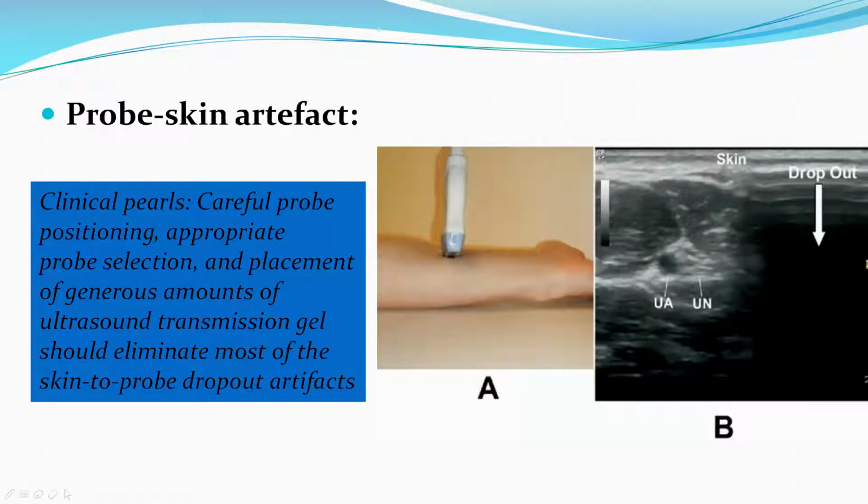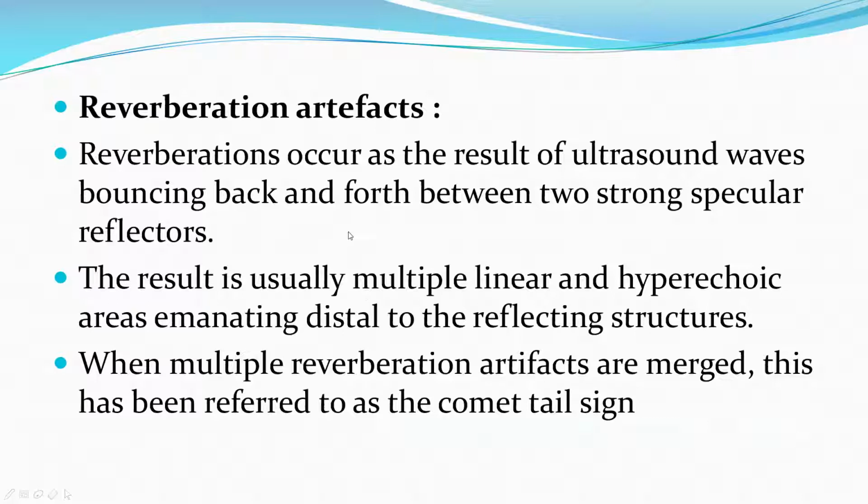Then again, probe skin artifact. This occurs due to poor contact of the probe with the skin. So we should apply adequate gel to remove this artifact. Then reverberation artifact. It occurs when there is back and forth movement of ultrasound waves between two strong reflectors.